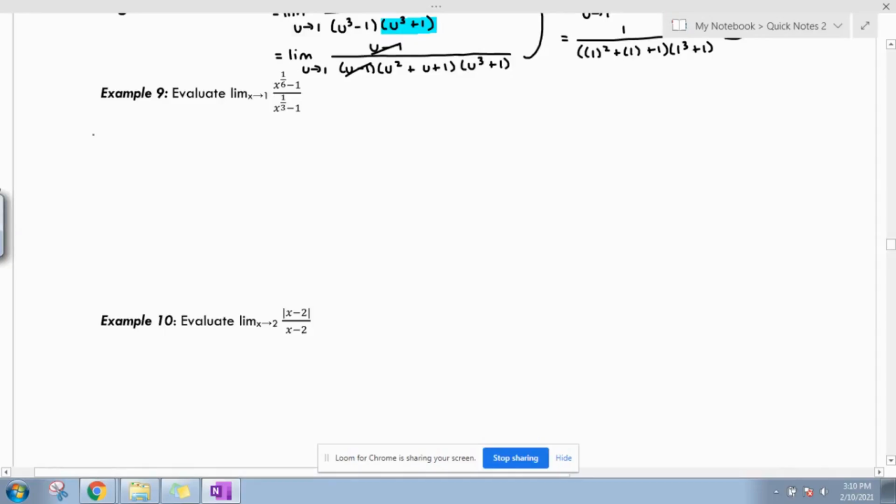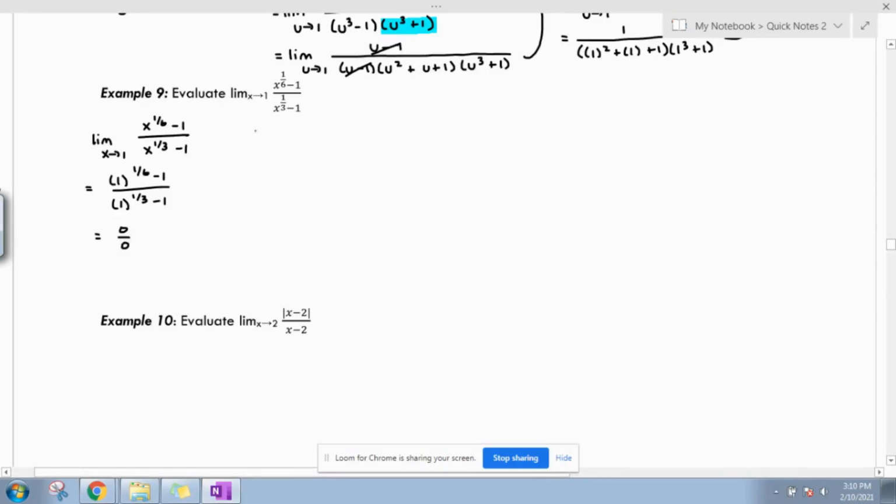So we're going to do the limit as x approaches 1 for x to the exponent 1/6 minus 1 over x to the exponent 1/3 minus 1. Do a direct substitution for x equals 1. And if I plug this all in, you end up getting 0 over 0, which means we have an indeterminate form, so we have to think about a change of variable now.